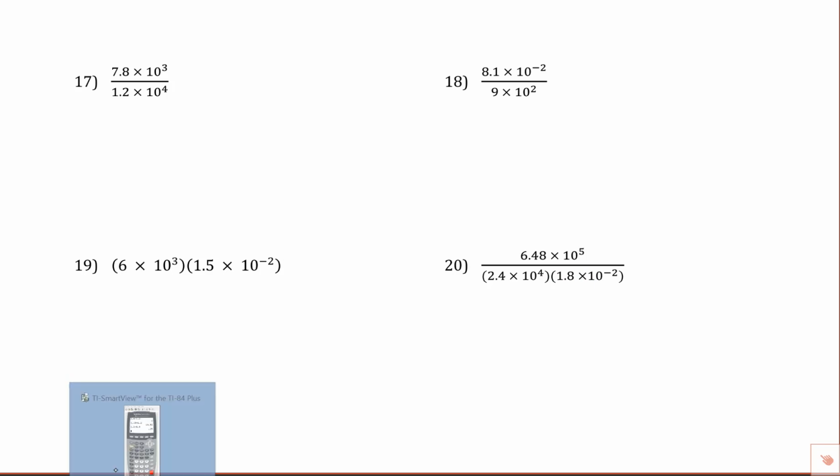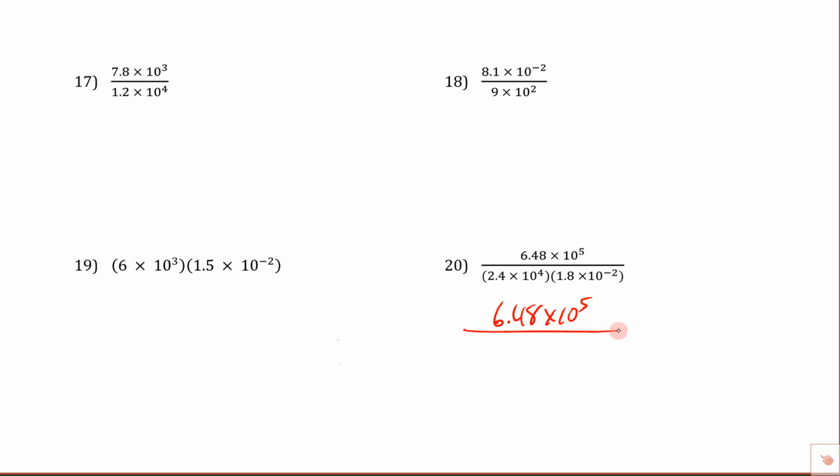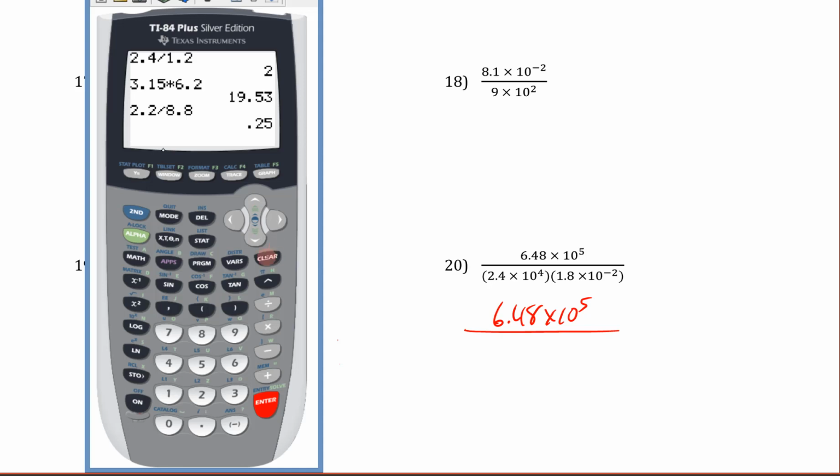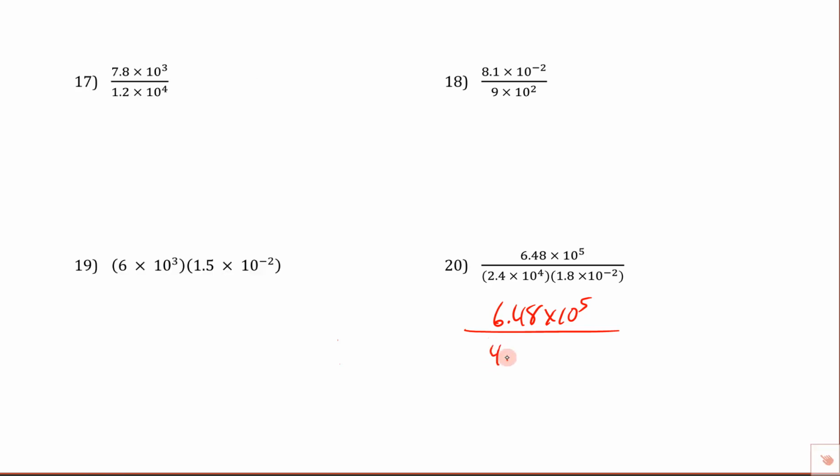So let's go ahead and write it down this way. We're going to write the 6.48 times 10 to the 5th on the top, and then we'll go ahead and multiply these numbers together. We just treat this like a regular old scientific number problem. So I'm going to clear this off. I'm going to do 2.4 times 1.8. Go ahead and hit enter. We get 4.32, so 4.32 times 10 to some power.